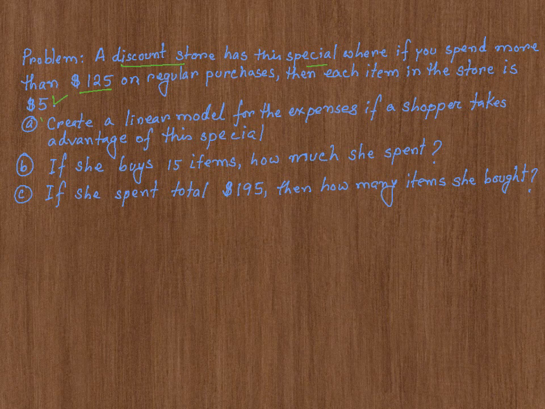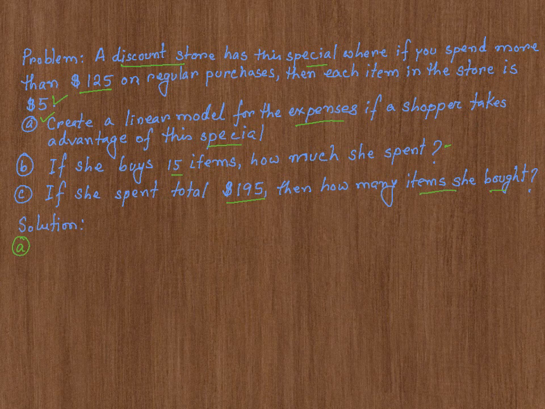The first part of the problem is that it wants you to create a linear model for the total expenses that a shopper spends when he or she shops using this special. In the second part, if she buys 15 items, what is the total amount of money that she spent? The third one is, if she spent a total of $195, how many items did she purchase? Let's do the first part of the problem.